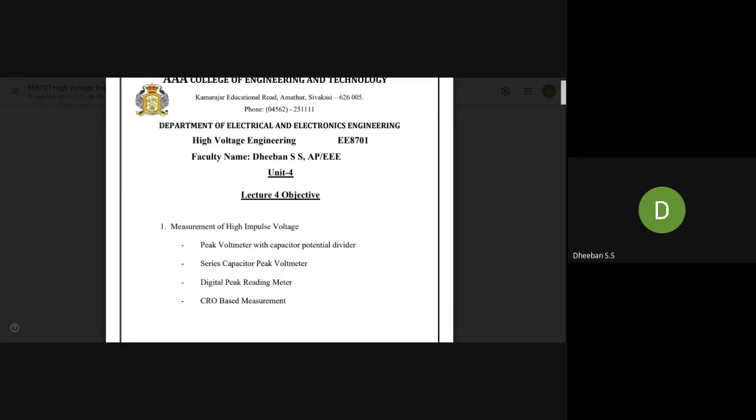The third is the digital peak reading meter. This is another technique. And the fourth one is based upon the CRO, CRO based measurement techniques. So this is your fourth one. So moving on.